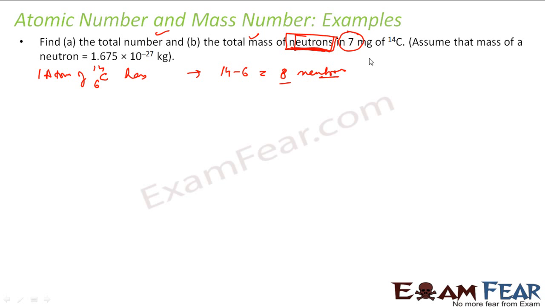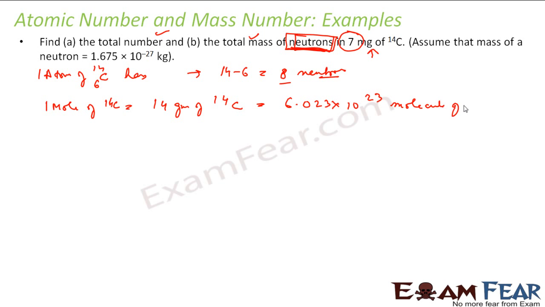Now I talk in grams. How to get in grams? I know that 1 mole of carbon 14 is nothing but 14 grams of carbon 14. So with this I can get something in grams. And 1 mole of carbon 14 is nothing but 6.023 into 10 to the power 23 atoms of carbon 14.